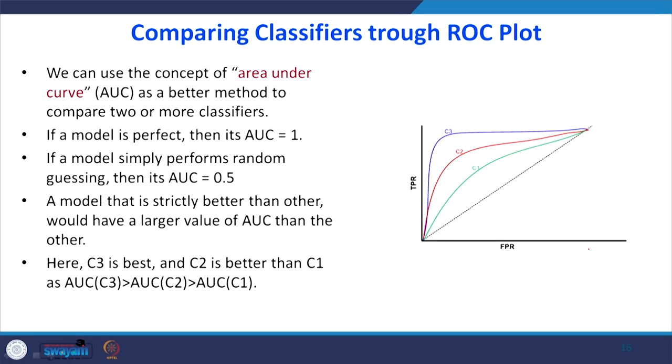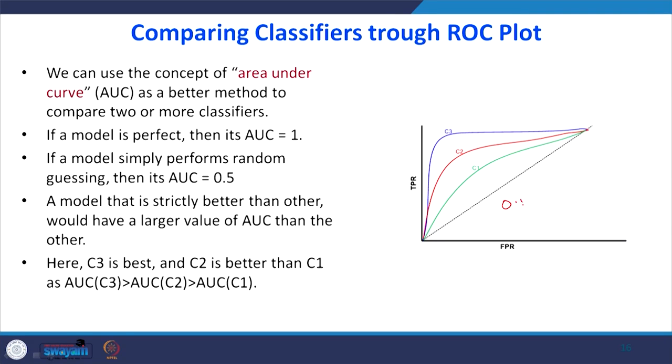Now, there are different classifiers; we are comparing different classifiers through the ROC plot. When you look at this picture, you see that there are C1, C2, C3. We can use the concept of area under curve as a better method to compare two ROC classifiers. We can get different classifiers by getting different threshold values. If a model is perfect, then the AUC is 1, which I have already explained. If a model simply performs random guessing, then the AUC is 0.5.